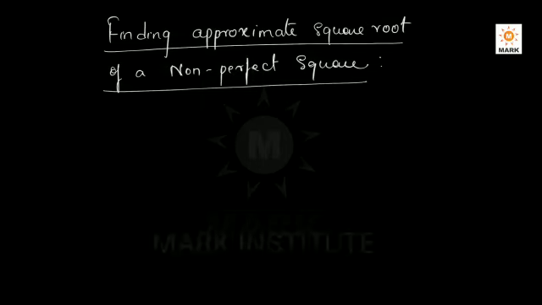Square root of a non-perfect square. Non-perfect means the given number is not a perfect square, but still we are going to find the approximate square root up to some decimals, up to the nearest value. We'll go with the small numbers first. Suppose you need to find the square root of 12.